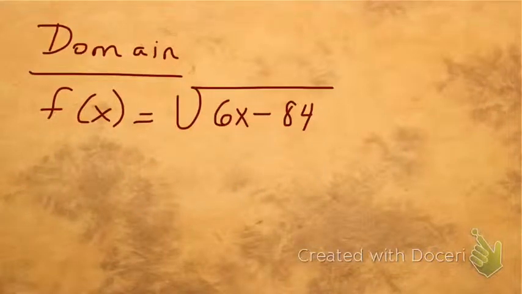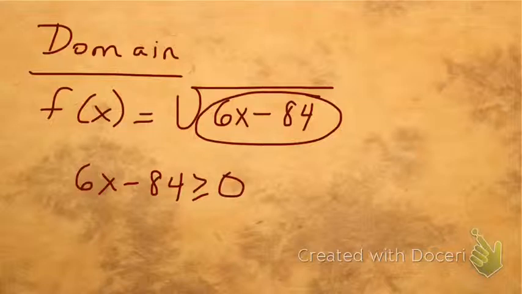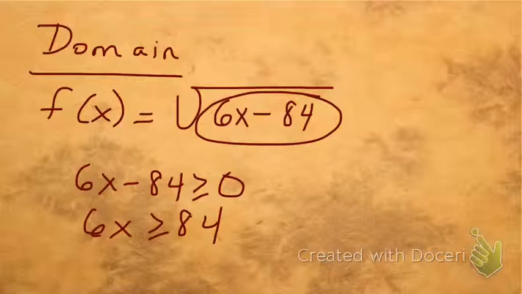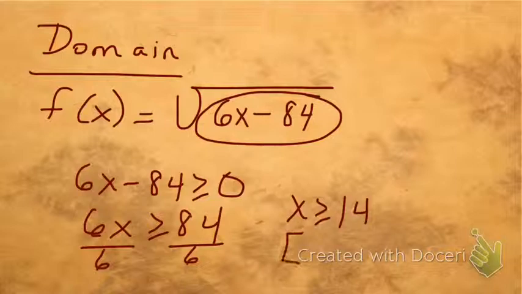One more domain question. A square root function. A square root function must start somewhere and go off into positive infinity. Normally, it starts at 0. So, let's take this radicand, set it greater than or equal to 0 and solve. Move 84 over with addition. Undo multiplication with division. We find x is everything greater than or equal to 14. That means it's everything from 14 to infinity, including 14.